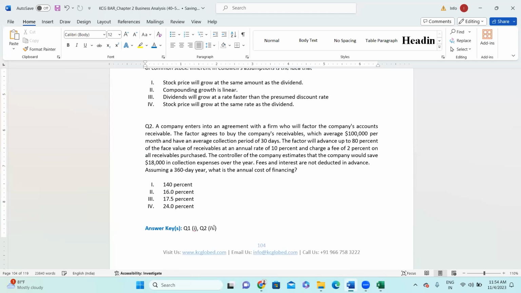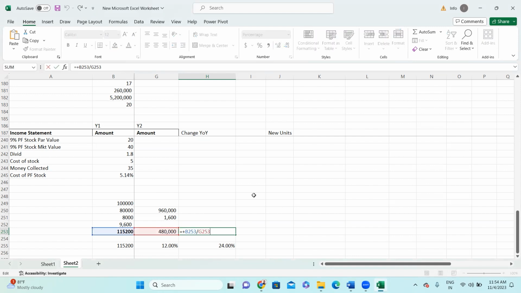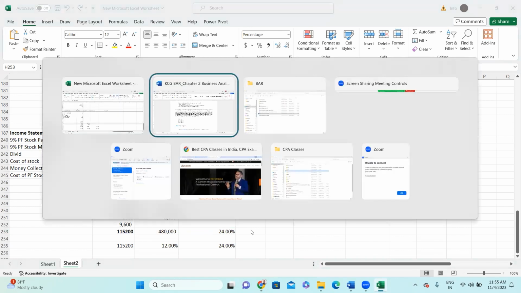So 0.12 is still coming. 0.12 means? No sir, 115,200 divided by 480. Earlier you did some calculation where you got 20%, right? Mm-hmm. So at that time I had not included this processing fee of 1,600. Okay. Sorry, if we had divided by 960 instead of 480?